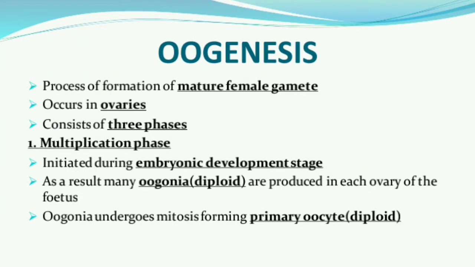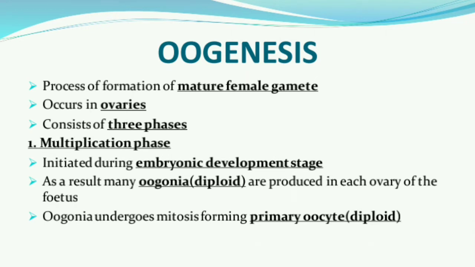Next topic is oogenesis. Now we know that genesis means formation. So oogenesis is the formation of haploid female gamete, also known as ova, from the diploid egg mother cell or oogonia of female ovary. It involves two biological processes and it occurs in ovaries. Now what are those two biological processes? First one is genetic programming and the second one is packaging.